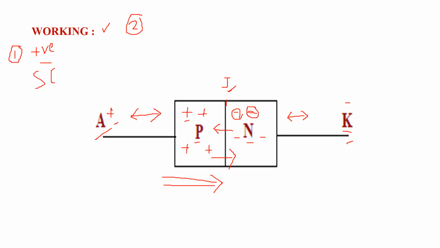And coming to the second case, we apply a negative voltage between anode and cathode.